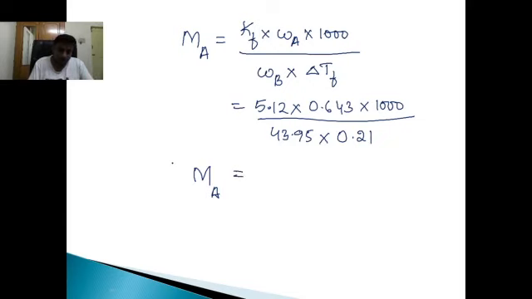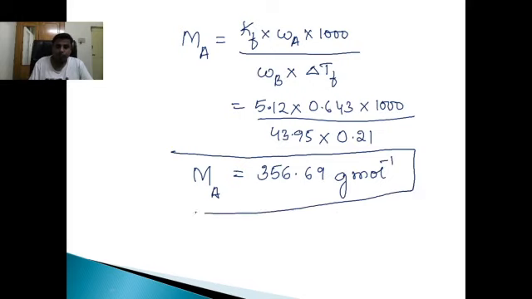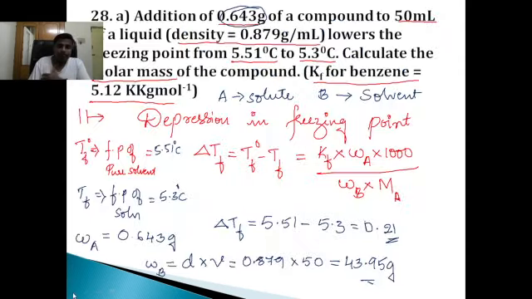5.12 into 0.643 into 1000 divided by 43.95, divided by 0.21. So the answer you're getting is 356.69 gram per mole. This is the answer. Simple. I hope everybody has got it.